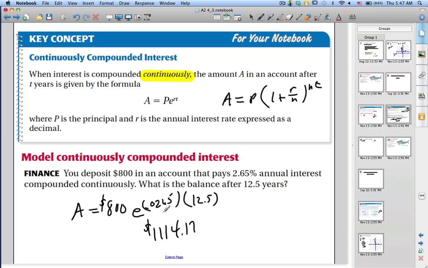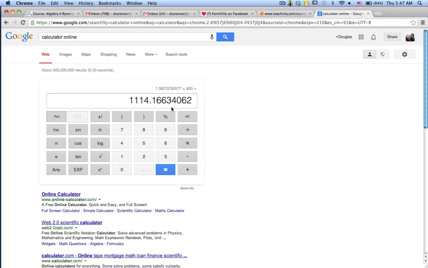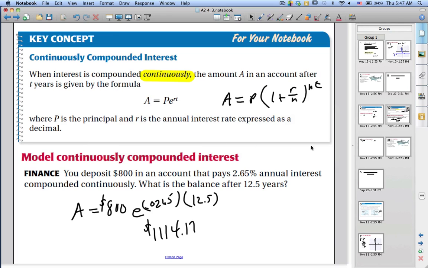Okay, so again, let's go back and take a look at how I plugged that in. You see, I put parentheses. I'm sorry, that was the previous calculation. I put parentheses around this, right? I wanted to do e to the 0.0265 times 12.5 power. So again, when I'm doing my exponent, I have to put parentheses around it, because what I don't want to do is take e to the 0.0265 power and then multiply it by 12.5. Okay, so just make sure you're using your calculator correctly. You shouldn't have any trouble.